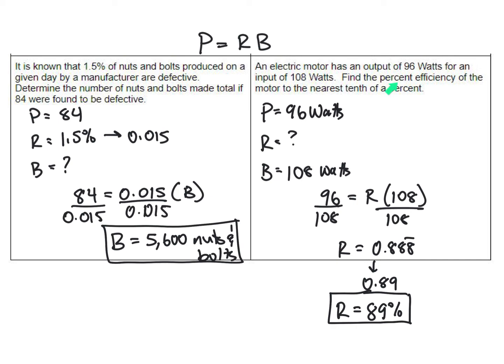Next one, you're looking for the percent efficiency. So this is actually because you're finding the percent. Again, a little tricky here because we're using that word percent to represent our output, but here you're trying to find the rate. So your output would be 96 watts.